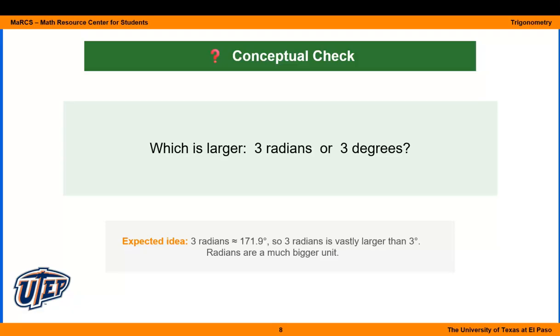Which is larger, 3 radians or 3 degrees? Now remember that 1 radian is about 57.3 degrees. So 3 radians is approximately 172 degrees. This means that 3 radians is much larger than 3 degrees. This highlights that radians are a much larger unit of measurement than degrees.